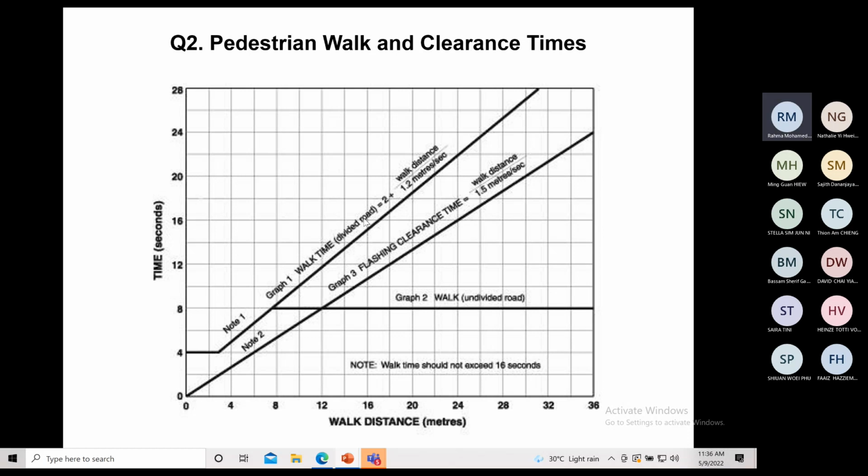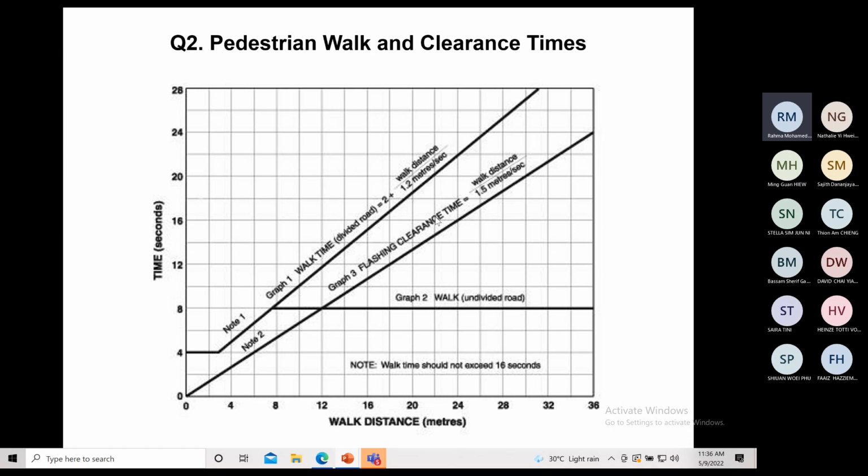And this one is for divided road. You can either use this formula or you can directly read the graph. Then graph number 2 is for calculating walk time, and it's for undivided road. And graph number 3 is to calculate flashing clearance time.